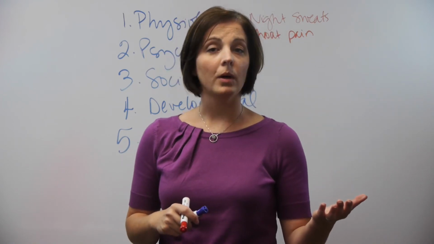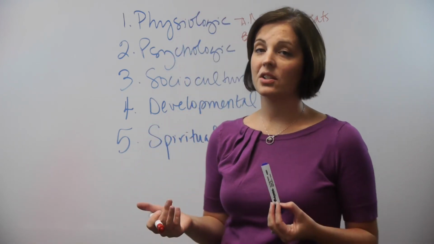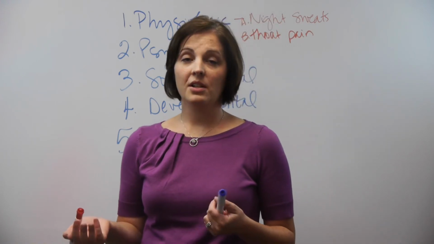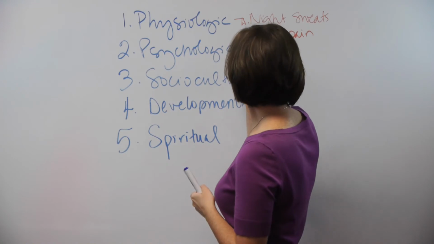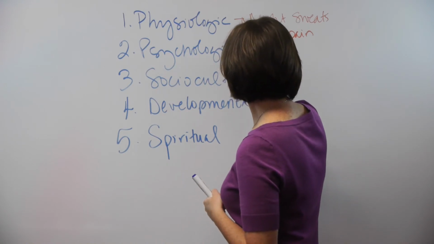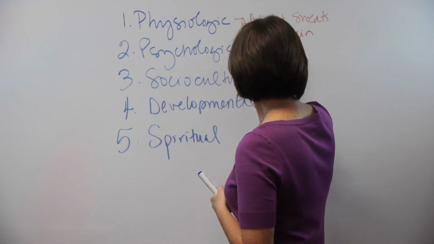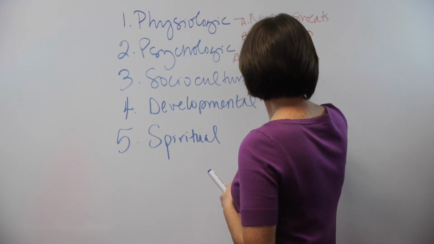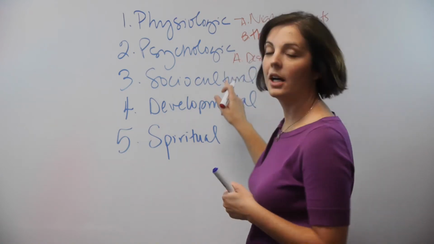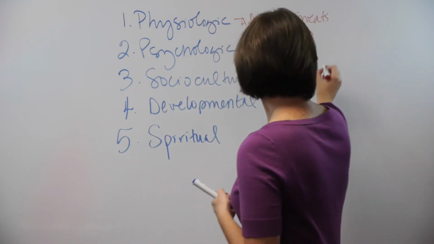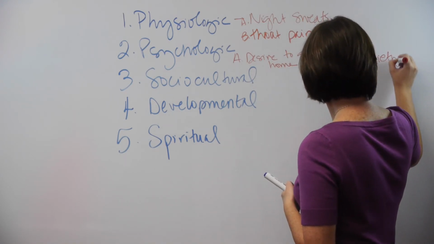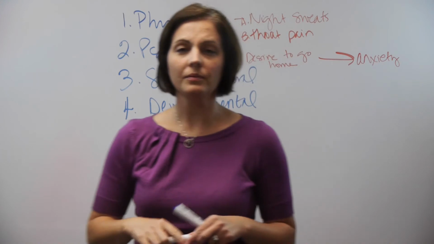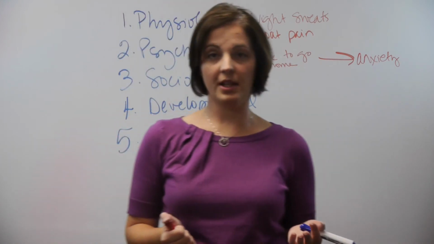Can you find a few more? How about some psychologic stressors? She wants to get home to see her children, and this seems to be causing her anxiety. So we could put under here that she has a desire to go home under a physiologic stressor, and her response to that stressor is anxiety. Hopefully you can determine a few more than that.